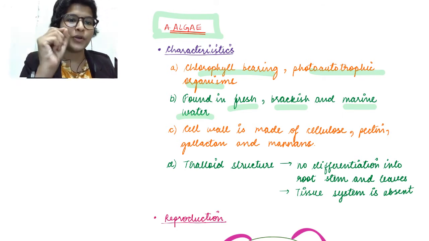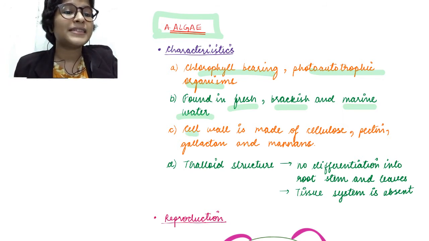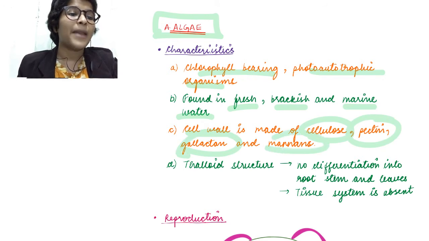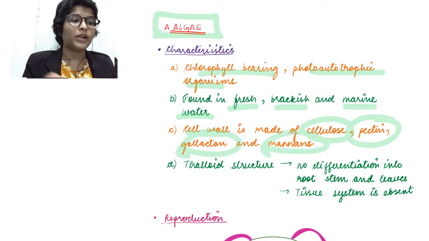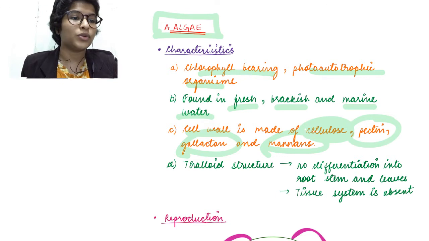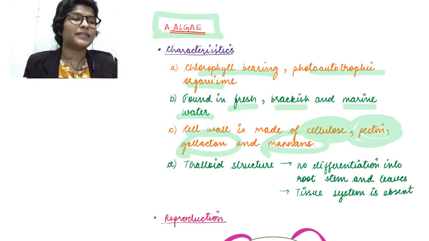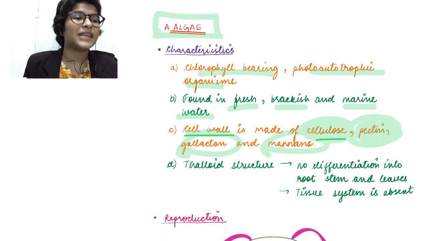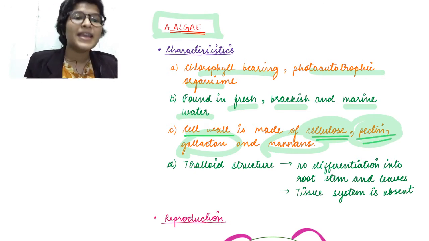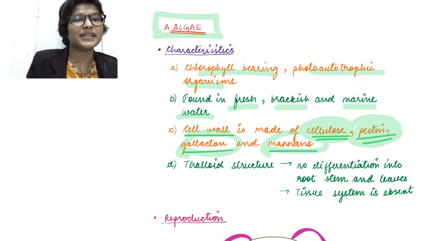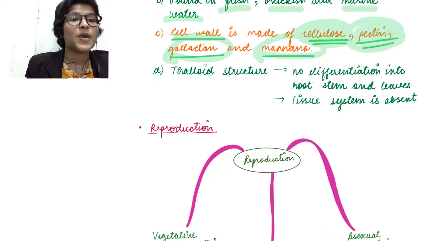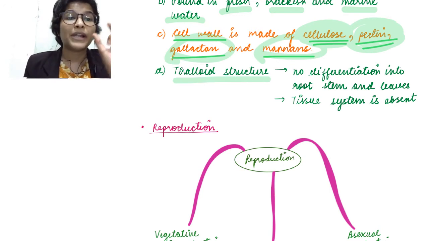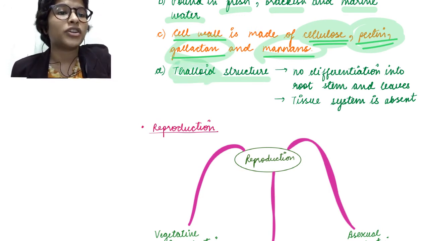Okay, point noted. Next is that cell wall is made up of cellulose, pectin, galactin and mannans. But most importantly, this is made of cellulose and a little form of pectin. Okay. These two things you need to remember, that the cell wall is made up of cellulose and pectin primarily and also galactin and mannans in other subclasses. Okay. So their body structure. Now their body structure is given a particular term called thalloid structure.